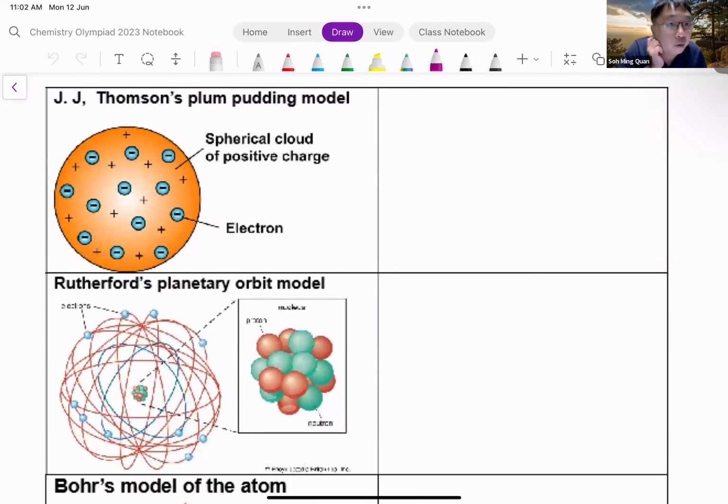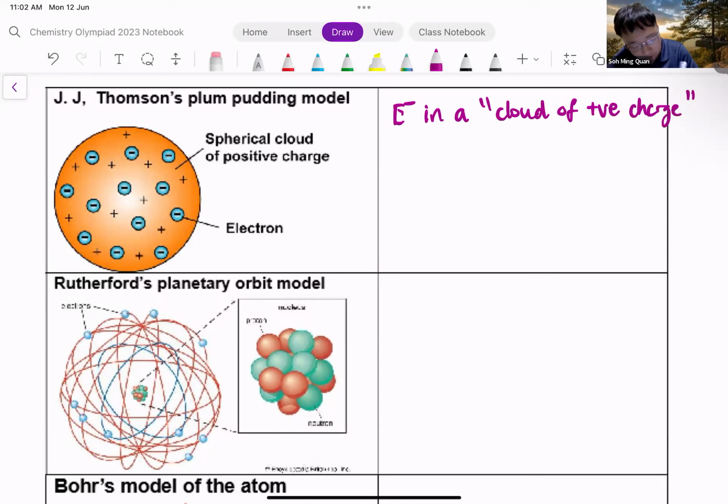Now, one of the older models of the atom is basically Thomson's plum pudding model of the atom, where he said that the electron is in a cloud of positive charge. All right. So J.J. Thomson knew that there were positive charges. He knew there were negative electrons. So his thinking was that the electrons are immersed, moving around this spherical cloud of positive charge. Obviously, today we know that's incorrect. This is not entirely correct.